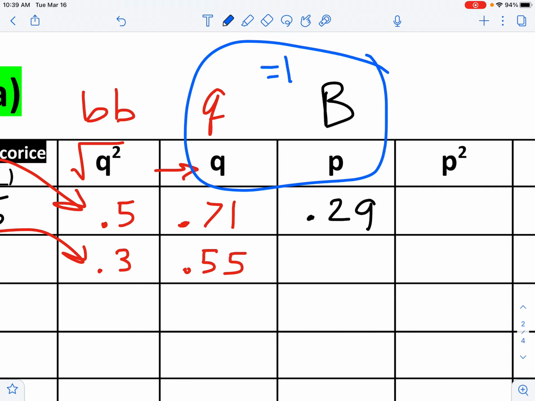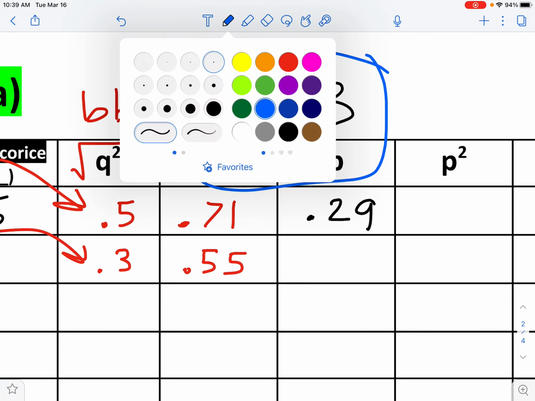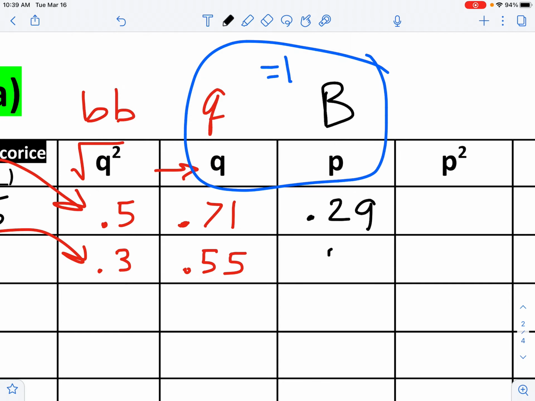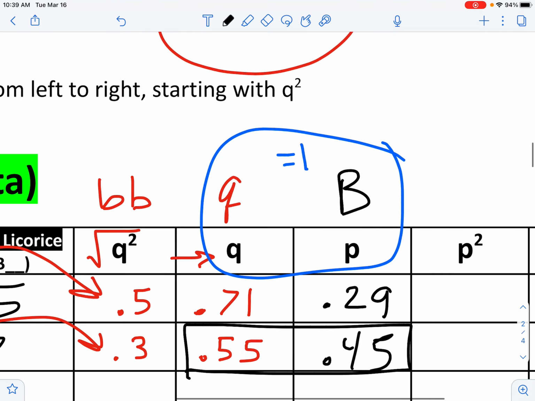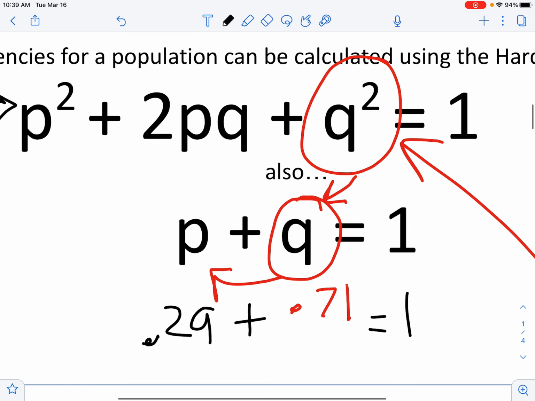Okay, let's do the next one, 0.55. That would be 0.45. Again, 0.55 and 0.45 equal 1. And again, I'm using this equation here, P plus Q equals 1. So now I have determined this.